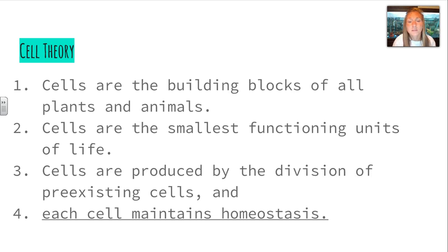The cell theory states the following. Cells are the building blocks of all plants and animals because they are the smallest functioning unit of life. So they basically have all the characteristics of living things in one cell. They are produced by the division of pre-existing cells, and then kind of a tag on from what you might have seen in your biology textbook: each cell maintains homeostasis, or is able to regulate its internal functions. This theory basically tells you what cells are capable of doing and, again, what they do for us.